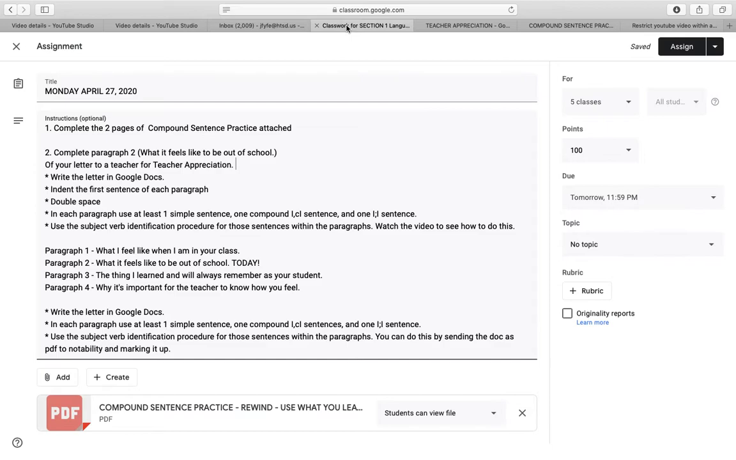It's Monday, April 27th. I really enjoyed the letters that I had an opportunity to read, the first paragraphs you guys started on Thursday. Today you're going to finish another paragraph. It's going to be a one-day assignment. In addition to that one-day assignment, you also are going to work on some more compound sentence practice. I'm going to start with the compound sentence practice.